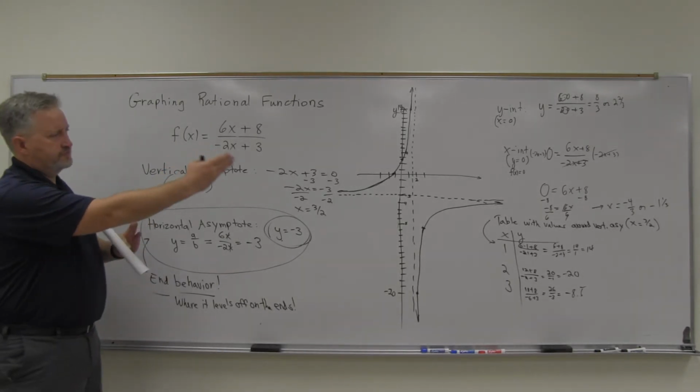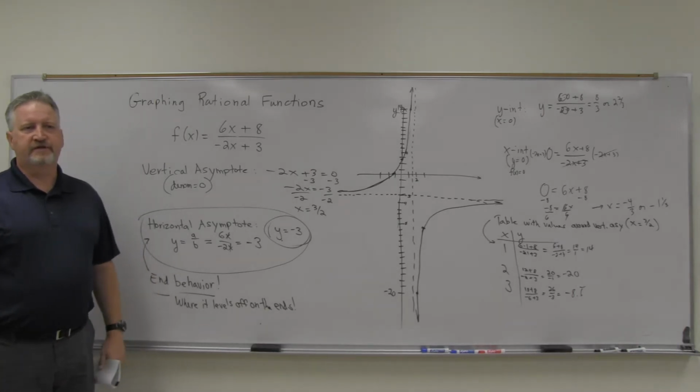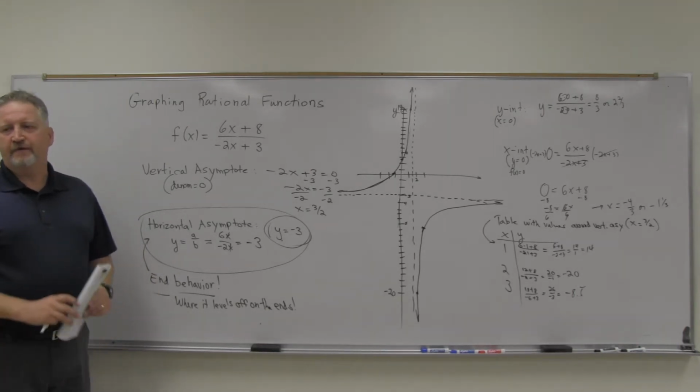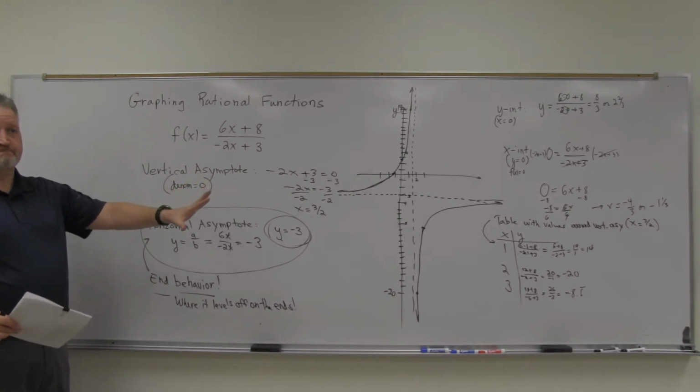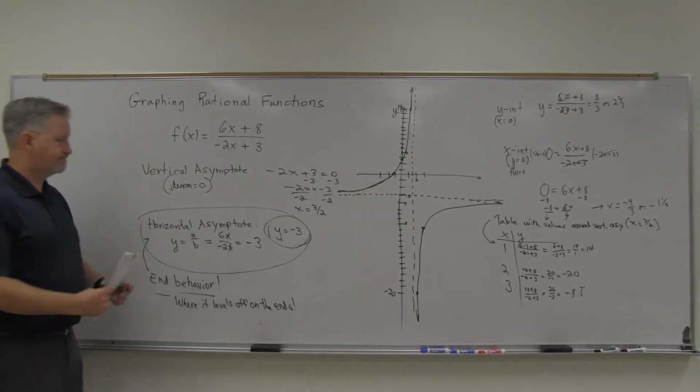So asymptotes, intercepts, and a couple other points. That's what you need on these. They are a little more complicated, but that's what they are. Question? Let's do another one. Try another.